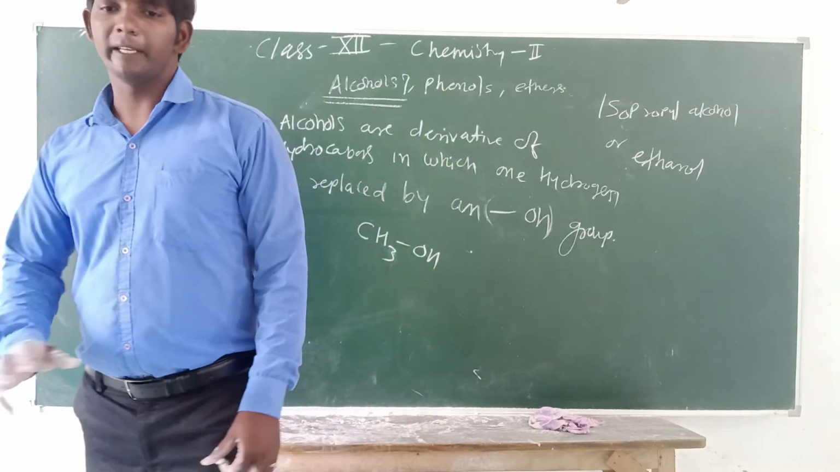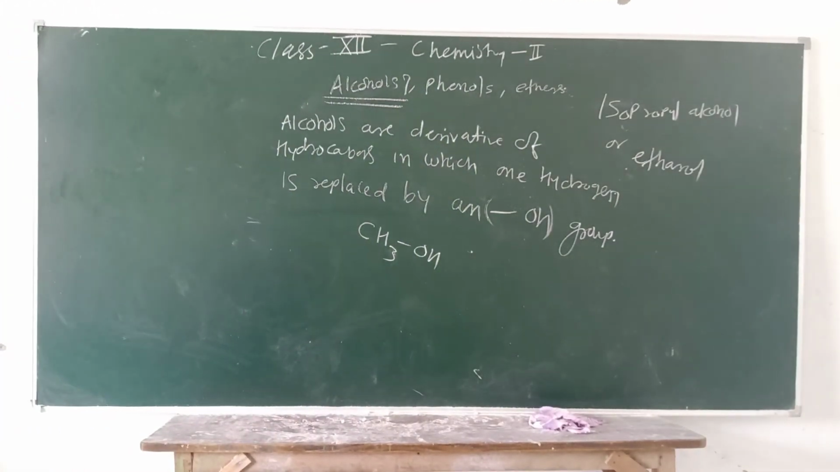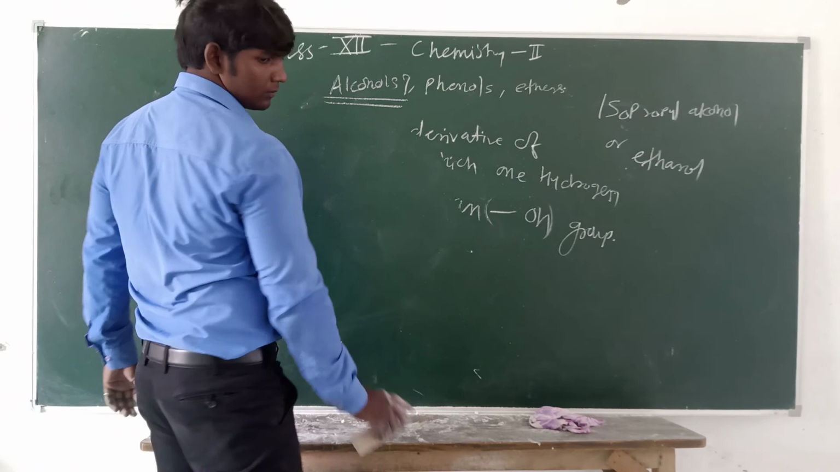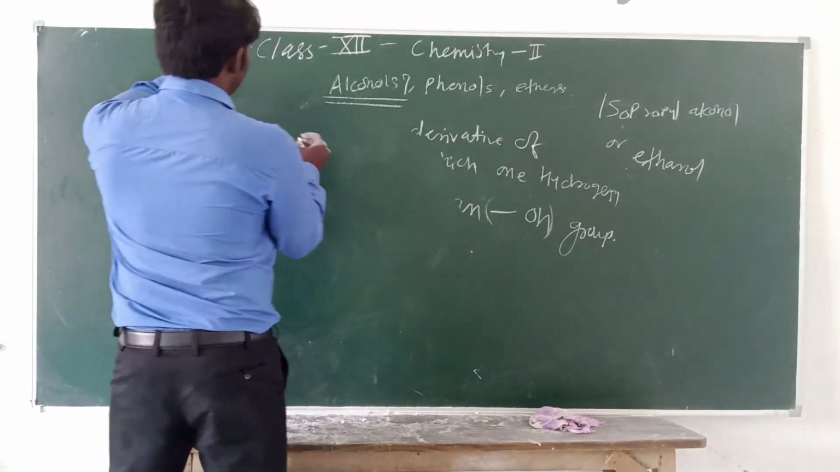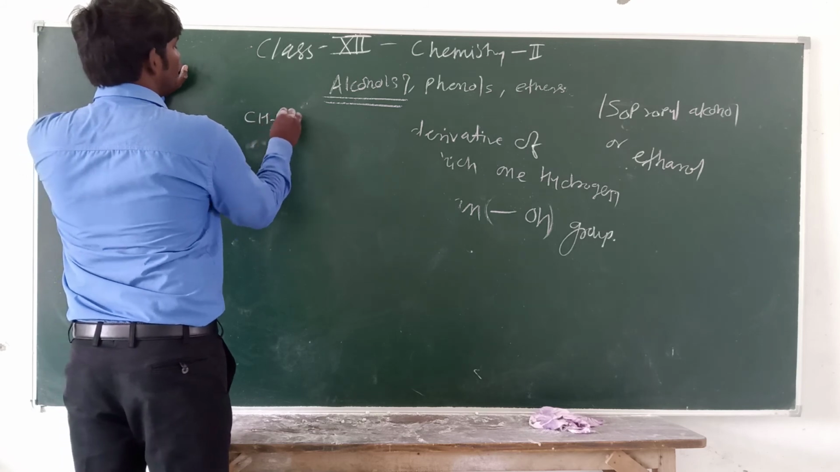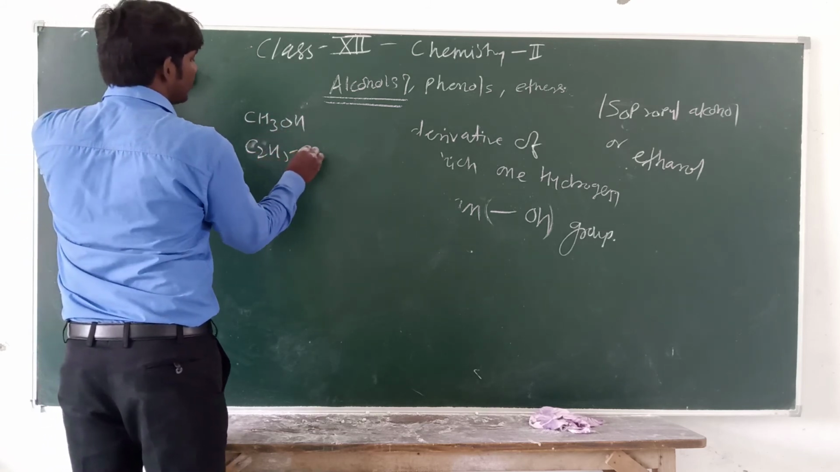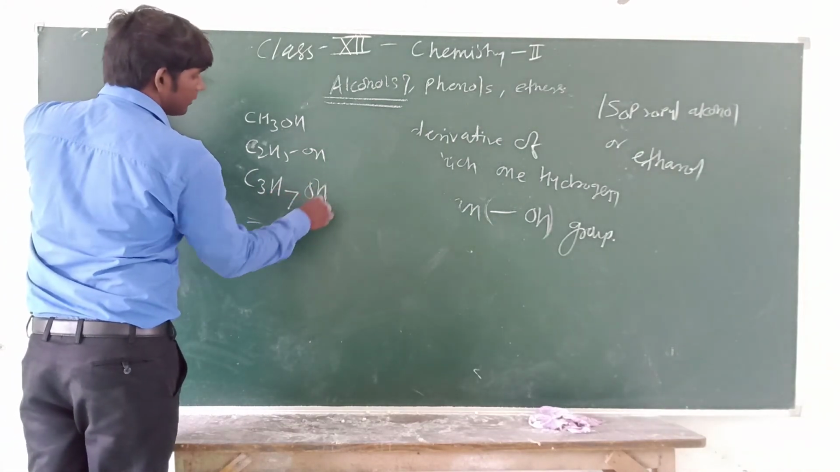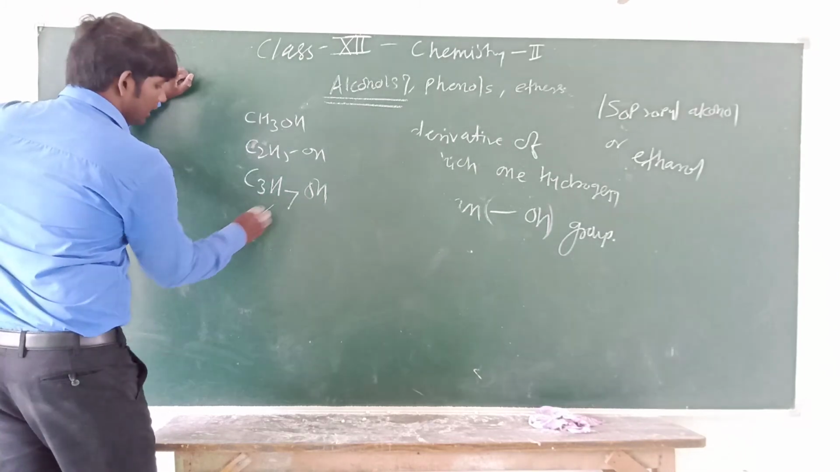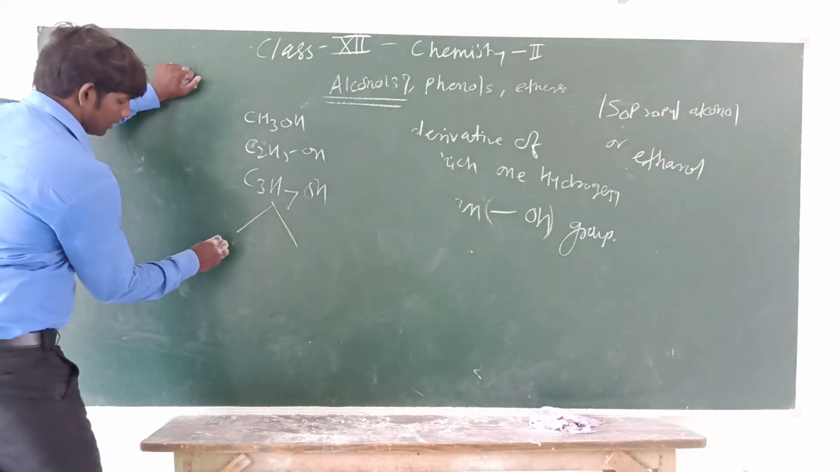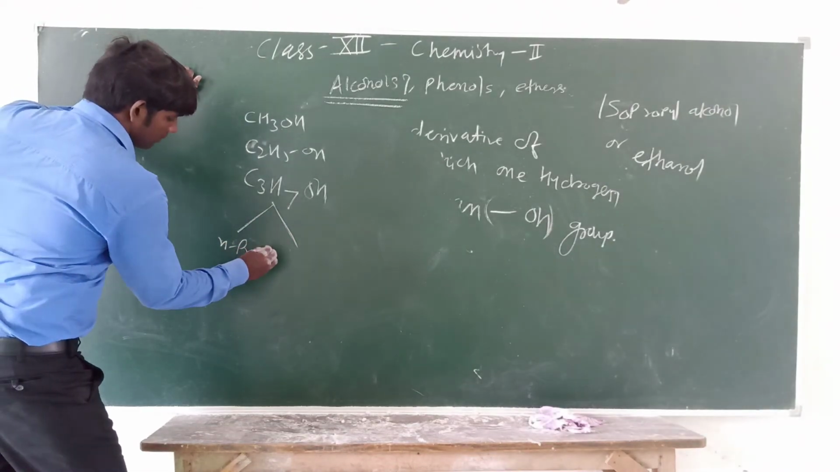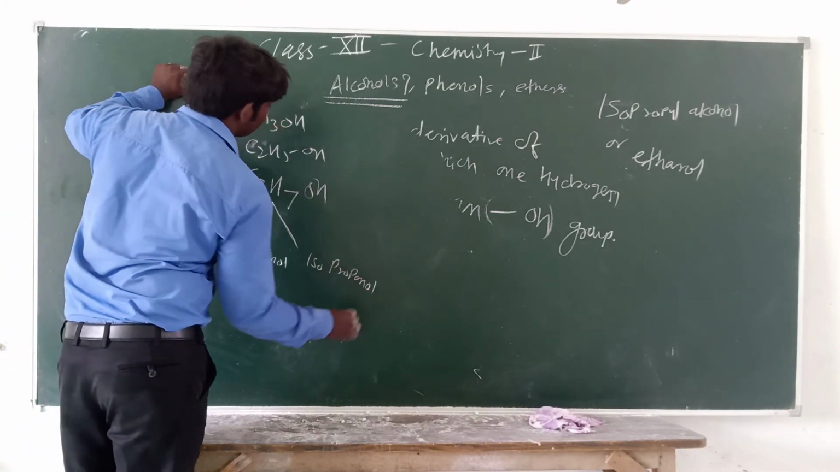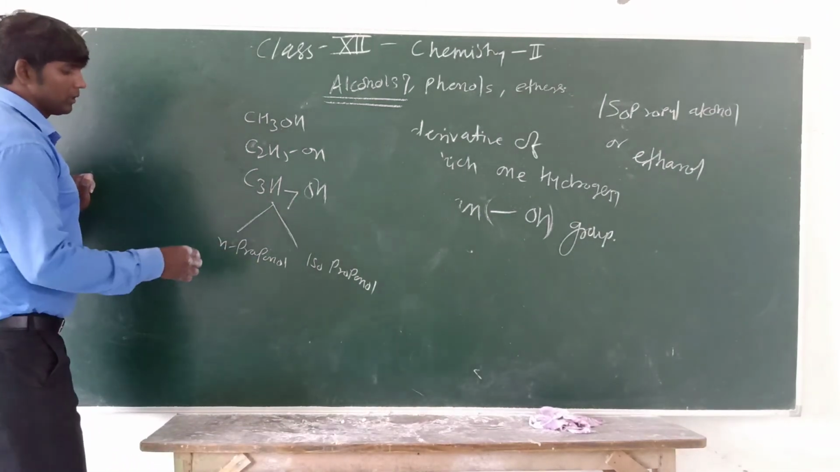Now we see some examples of alcohols, like simple methanol, C2H5OH ethanol, C3H7OH propanol, and in this propanol there are 2 branches, which are called n-propanol and here isopropanol, okay? Why are there two examples?